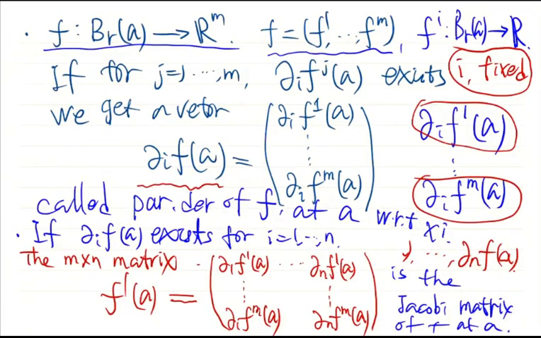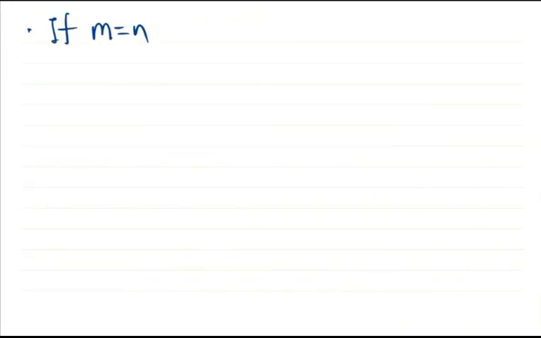So in a special case, if m equals n, this matrix is a square matrix, right? For a square matrix, we have a determinant. So we can talk about the determinant of this square matrix. If m equals n, we use this notation.